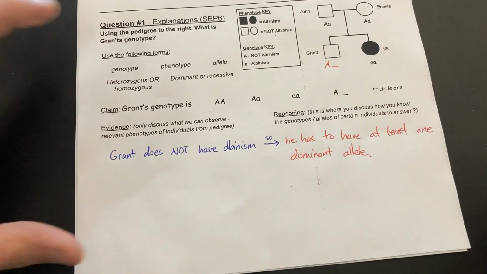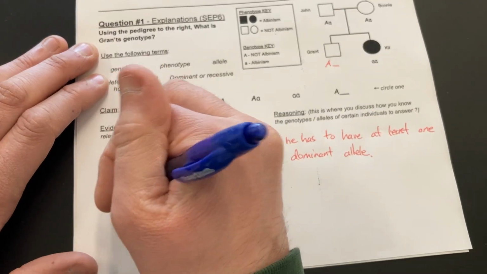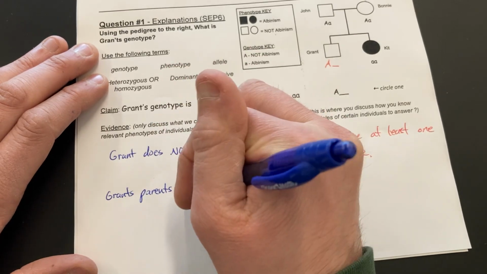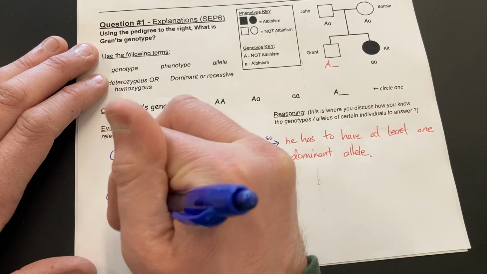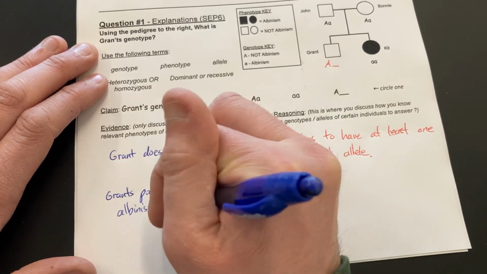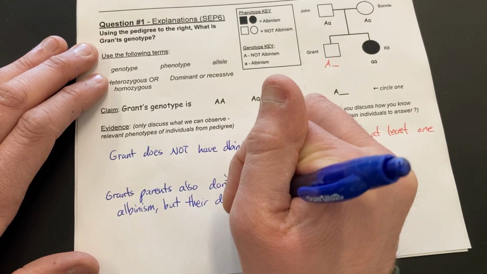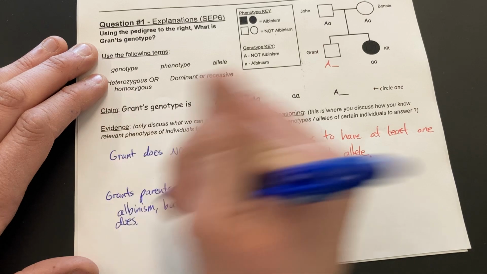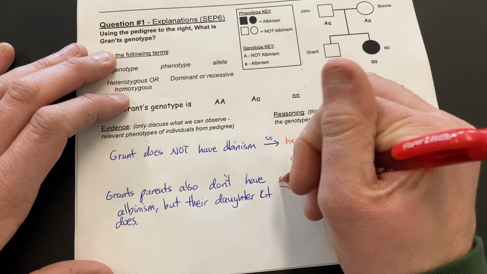All right. But maybe let's look at some other folks in the family, right? Let's look at his parents. You know, Grant's parents also don't have albinism, but their daughter, Kit, does. Okay, so what does that mean? Like, what's the big so about that? All right, what can be determined?